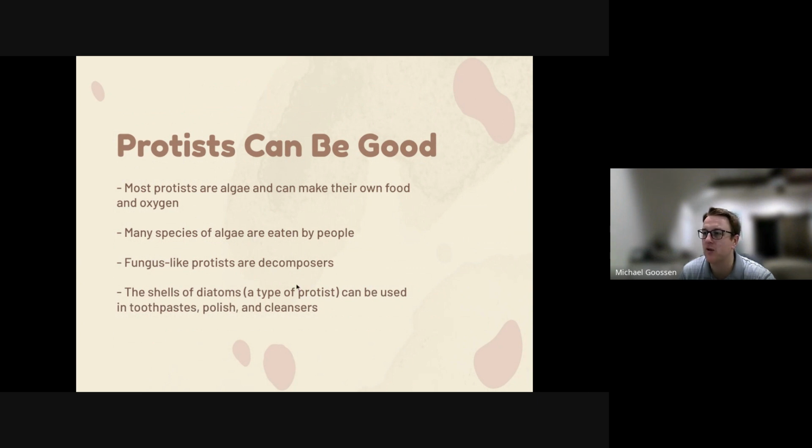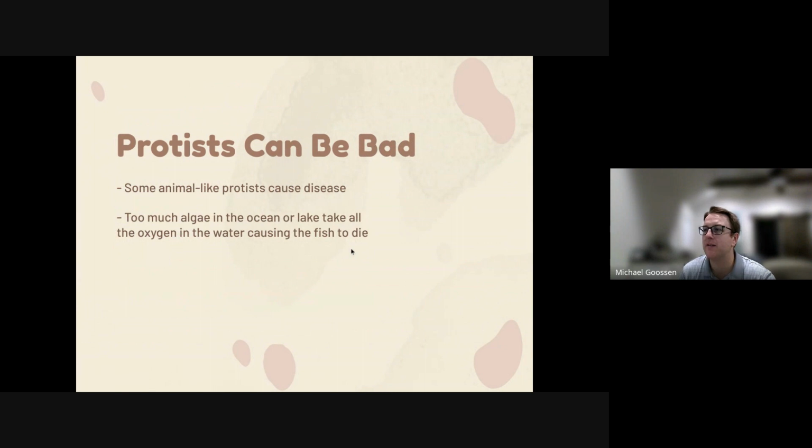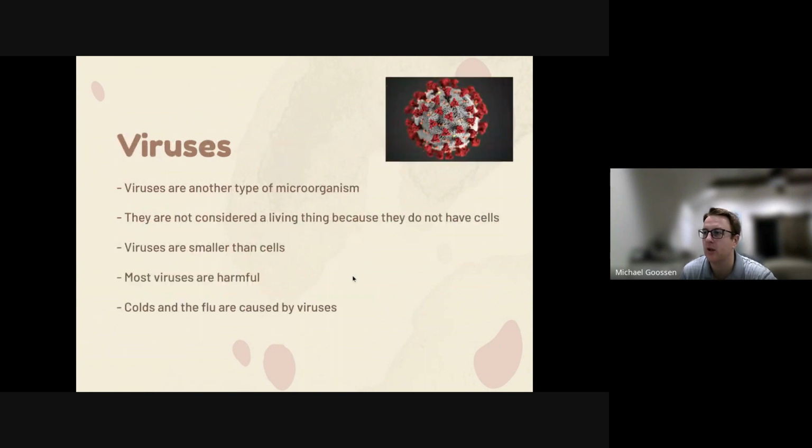And they could be used for toothpaste, polish, and cleaners. So those are all great uses for humans. And last, they could be bad. So they can cause disease like bacteria. And same thing, too much in an ocean or lake can cause all the fish to die.